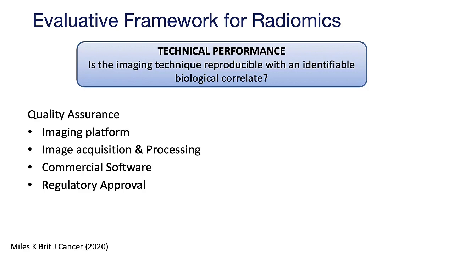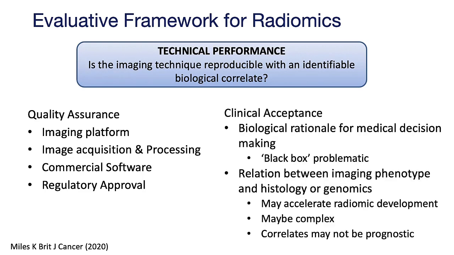And there is also an issue of regulatory approval, which could actually be quite difficult for a biomarker as opposed to an imaging device. Now, the issue of biological correlate is also important because the biological rationale for medical decision making will be important for clinical acceptance. If we have a method that effectively identifies patients with a particular condition or a particular prognosis, but we can't explain why it has characterised the patients in that way, a so-called black box, then these methods are unlikely to be acceptable to clinicians.